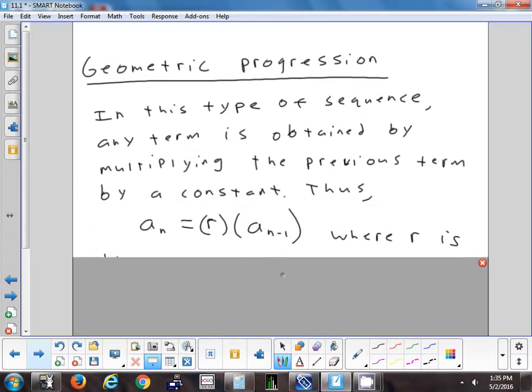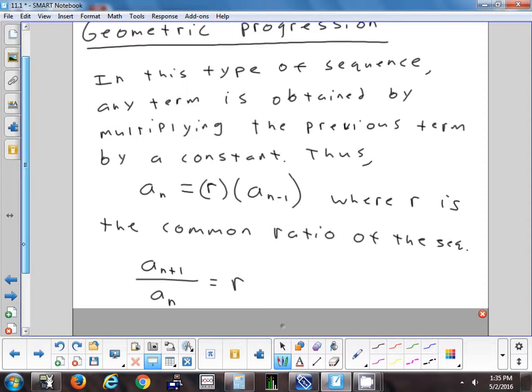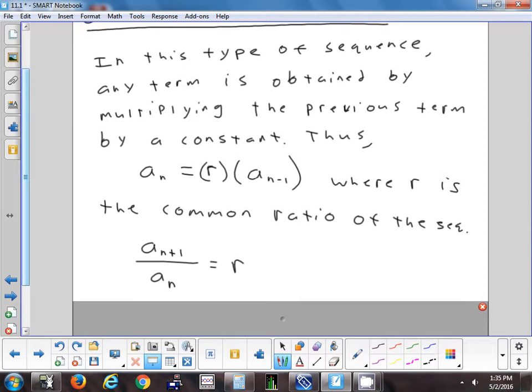So recursively, that's what this formula would be. To get a term, take the term before it and multiply by r, where r is the common ratio of the sequence. To find the common ratio, it's just like finding the common difference, except you divide instead of subtract. And let's look at the sequence I just mentioned.